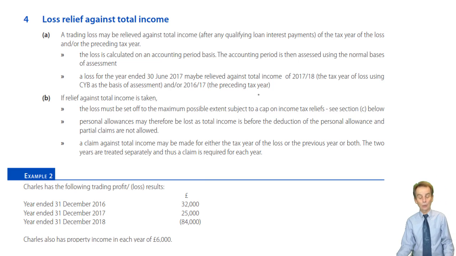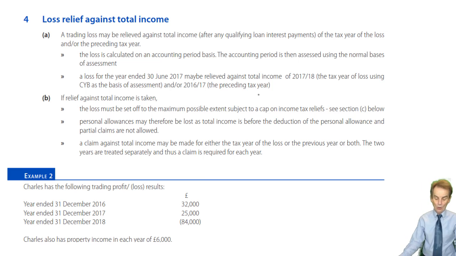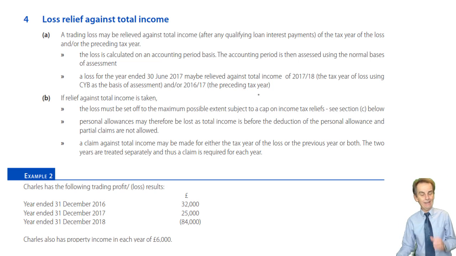Now, by all means, of course, just check through with the answer in the back to that first exercise, just to make sure that you are comfortable with that and the notes that attach to it. But then we now move on to look at the more likely involvement of loss relief against total income.